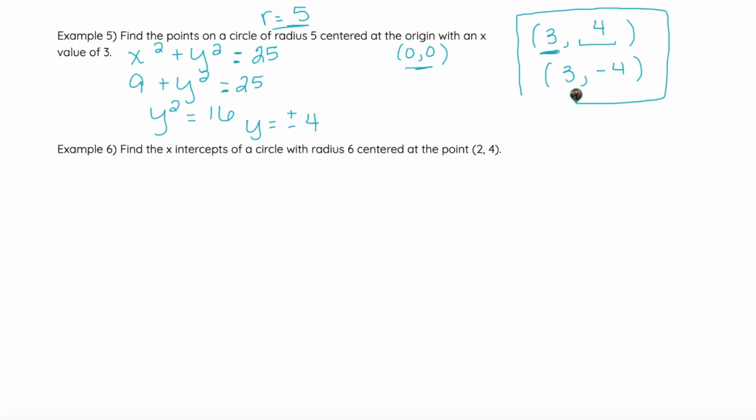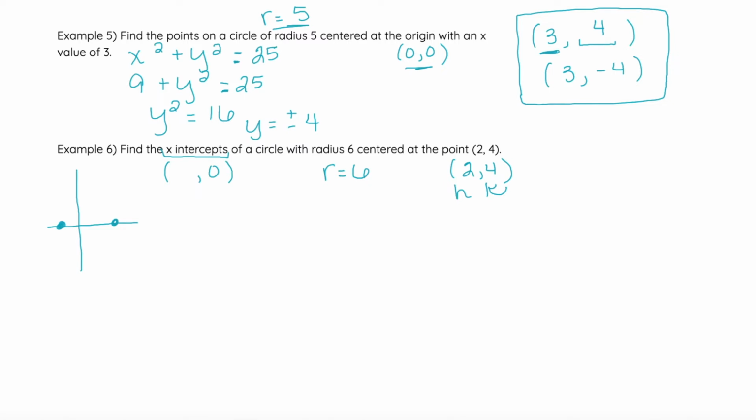Find the x-intercepts of a circle that has a radius of 6 and is centered at the point 2, 4. We are already given that, so we already know our h and our k value. We're looking for x-intercepts. What does it mean to be the x-intercept? Recall that an x-intercept means that we are on the x-axis. If we are on the x-axis, that means our y value is always 0 with the x-intercepts.